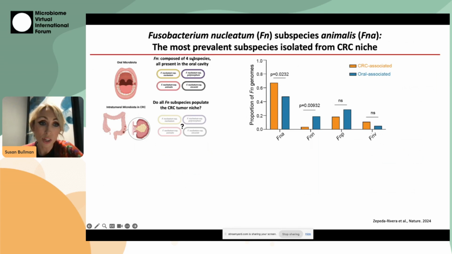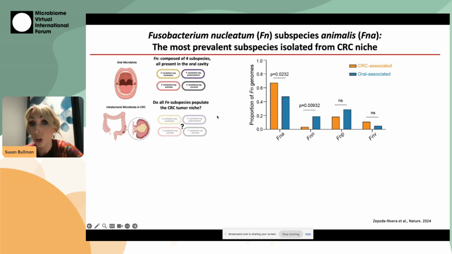As I mentioned earlier, Fusobacterium nucleatum is an incredibly heterogeneous species. There are 4 known subspecies: nucleatum subspecies nucleatum, nucleatum subspecies polymorphum, nucleatum subspecies animalis, and nucleatum subspecies vincentii. All 4 of these are present in the oral cavity, yet we do not know their prevalence in the colorectal tumors.